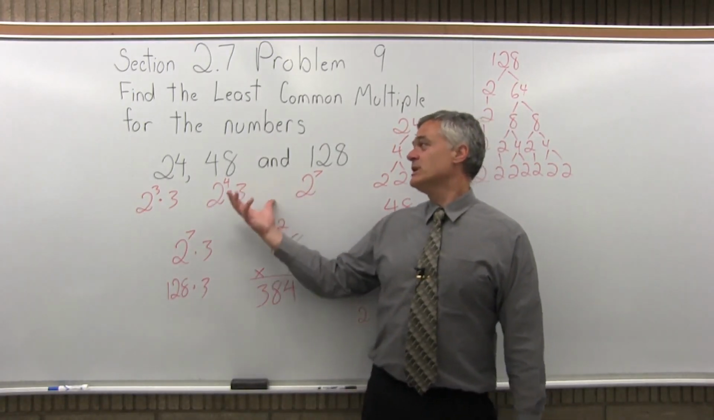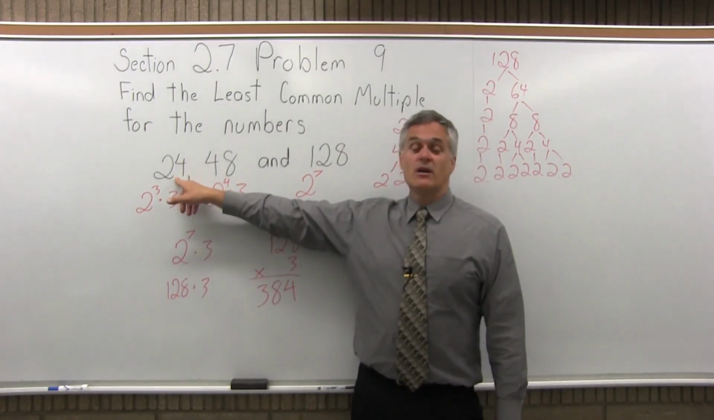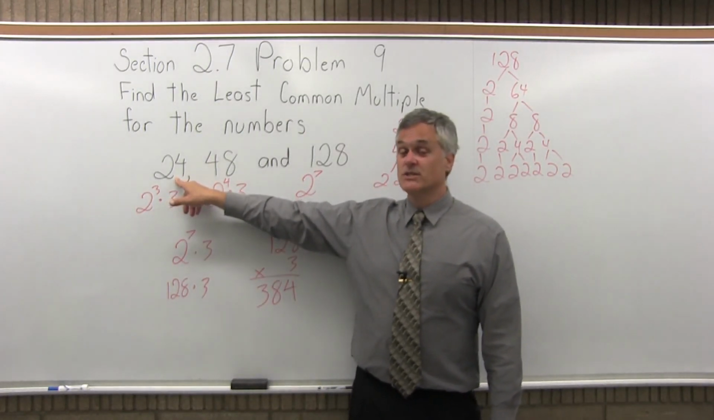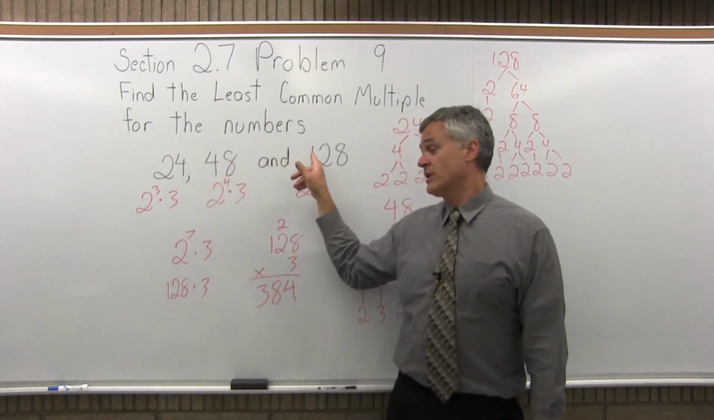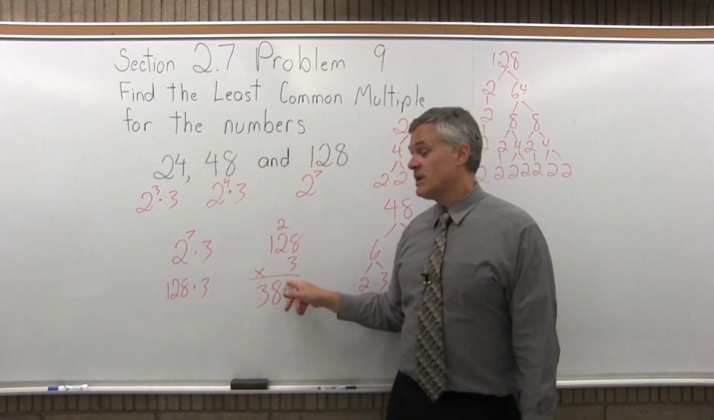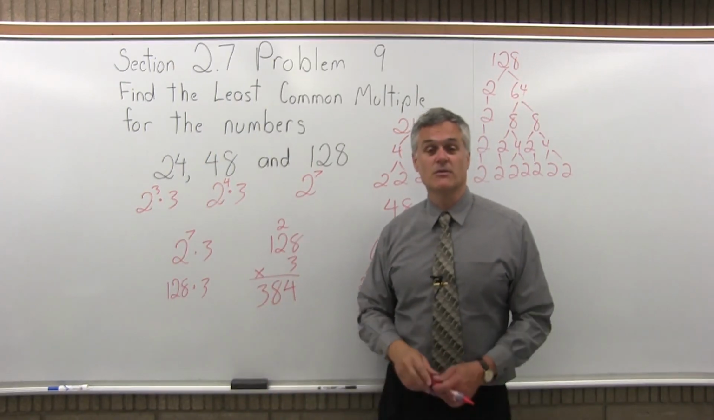And again, why? So what? Well, the reason why is if you had a fraction problem with 3 fractions and you needed a common denominator, and you had 24, 48, 128 with denominators, 384 would be your lowest common denominator for those fractions.